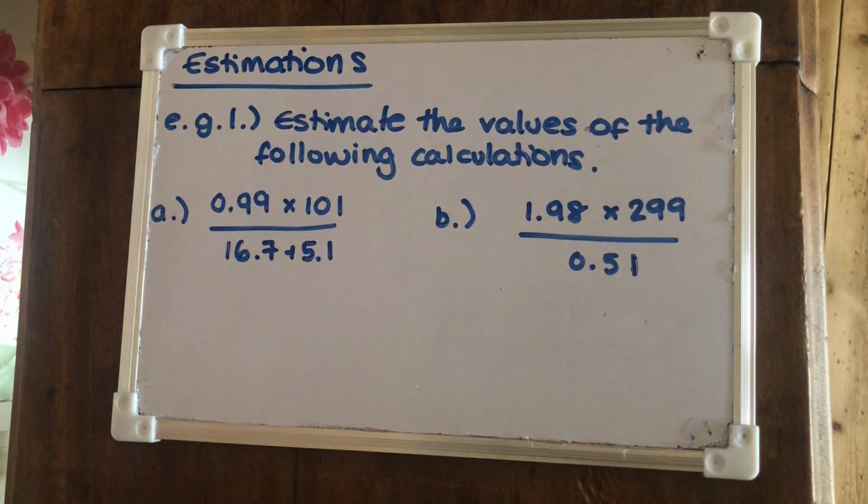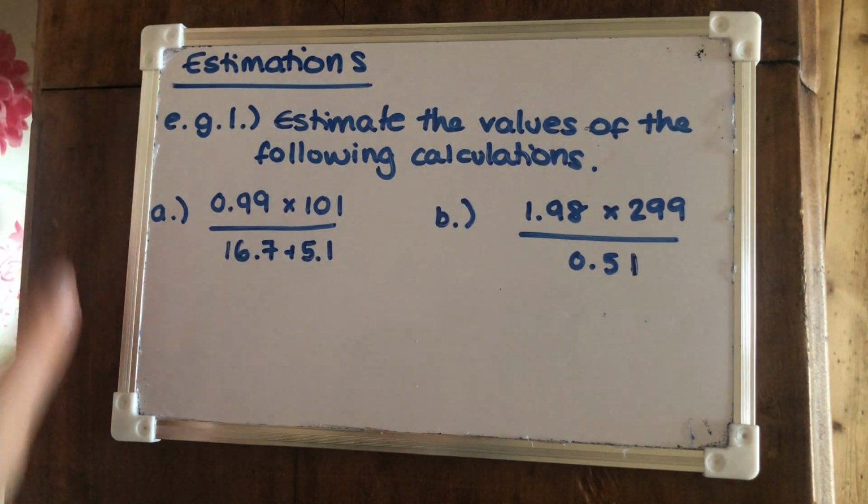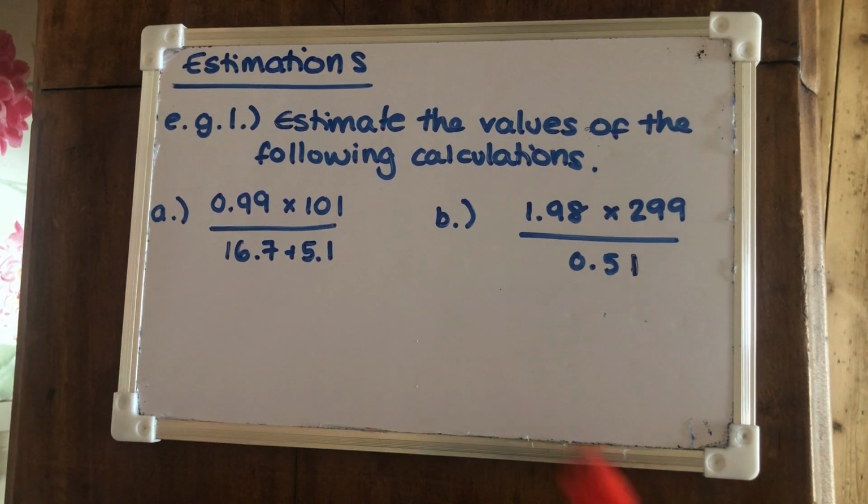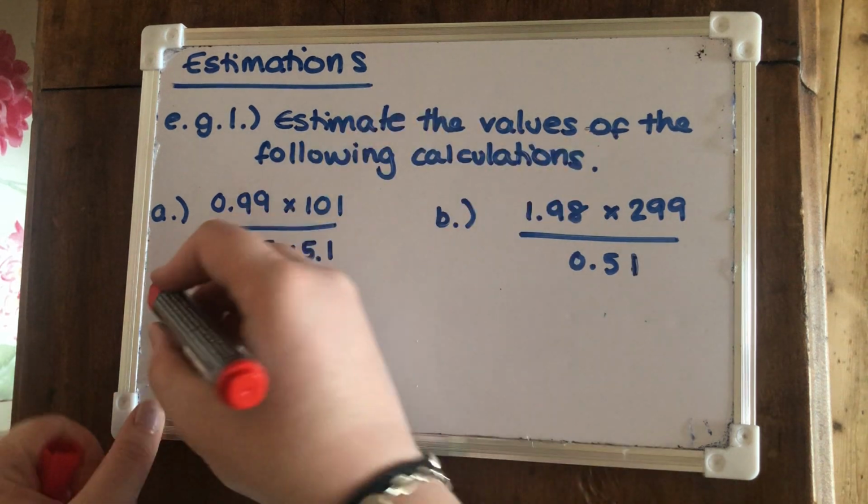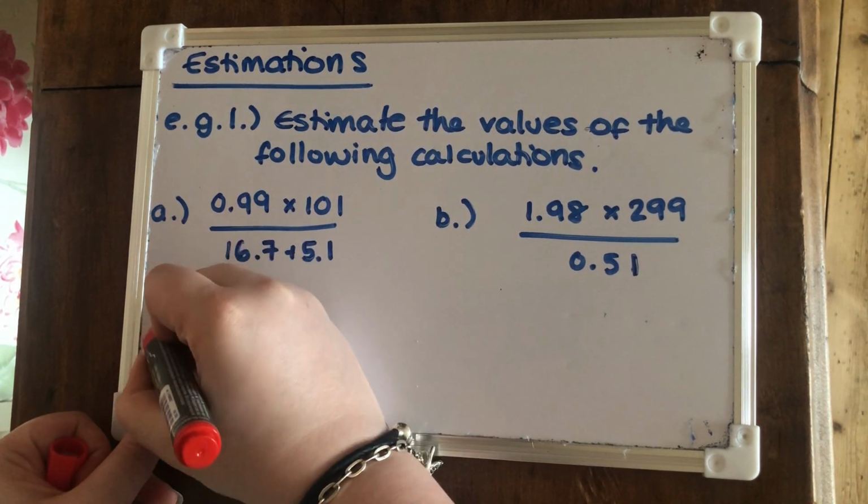The first thing you need to be able to do is round, generally to one or sometimes two significant figures. Okay, so make sure that you've practiced that as well, but I will go through it anyway. So for the first one, we need to estimate the calculations that are below here. So the first thing we need to do is round to one significant figure.